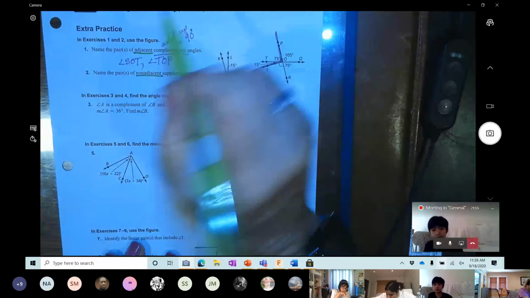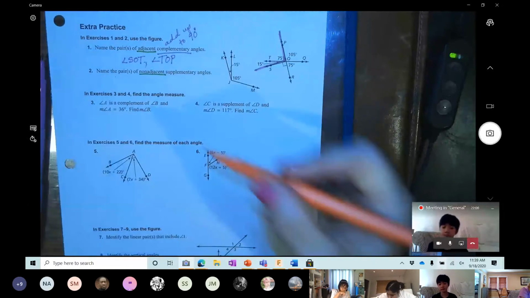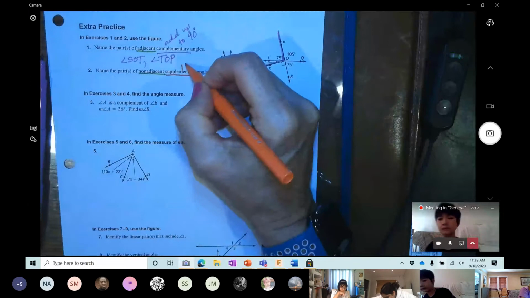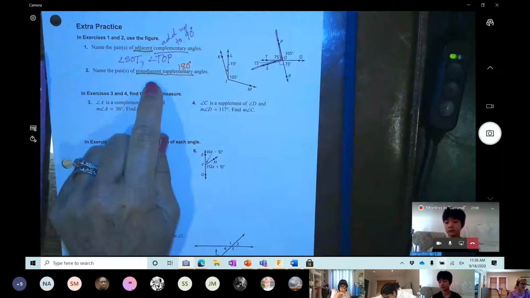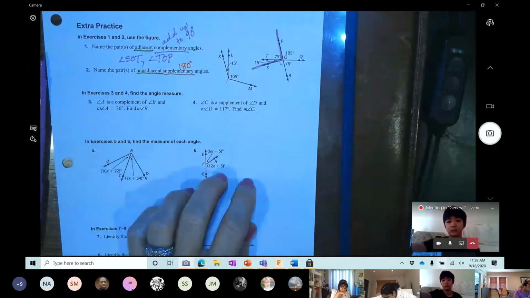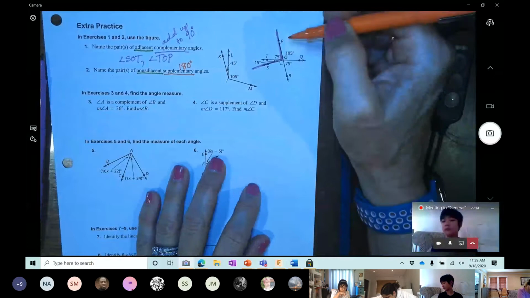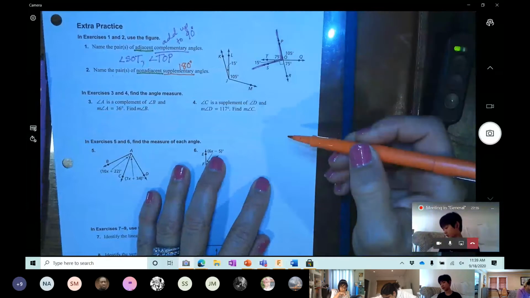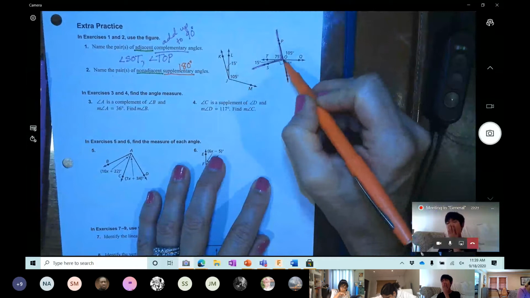Non-adjacent. I'm going to use orange for this. Supplementary. So supplementary means it has to add up to 180. Slightly different. And non-adjacent means they're not together. So one possibility would be like, I need a 105 and a 75. So here is a 75.